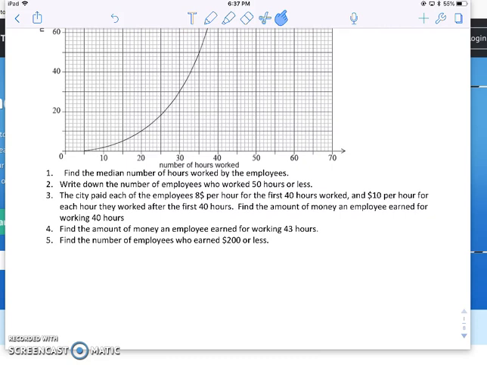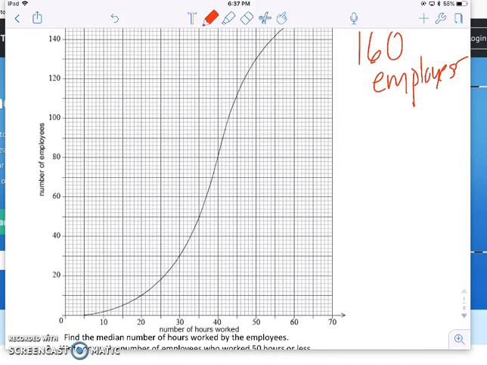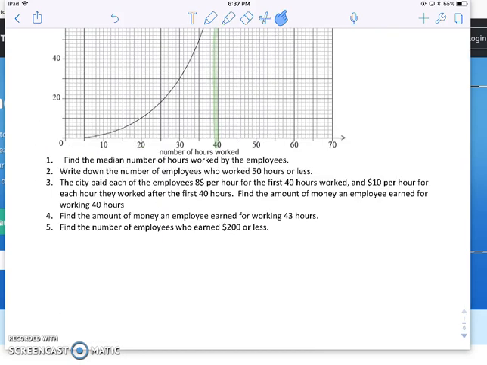So the first one, find the median number of hours worked. Well, if there were 160 employees, our median would be the 80th employee. So if we follow that over and down, our median employee worked for 40 hours.